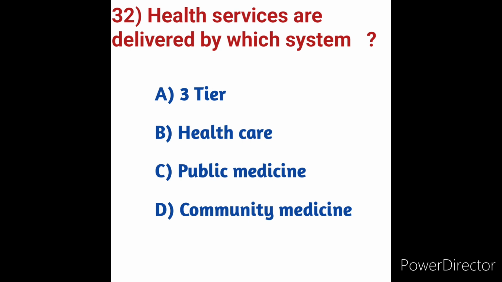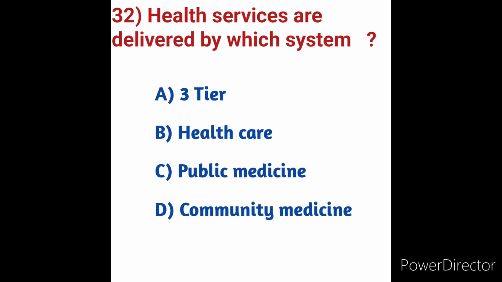Health services are delivered by which system? The health services are delivered by which system from the following options? First we will see the options. Option A, 3-tier. Option B, healthcare. Option C, public medicine. Option D, community medicine. Healthcare delivery forms the most visible function of the health system. The public healthcare is free for every Indian resident.